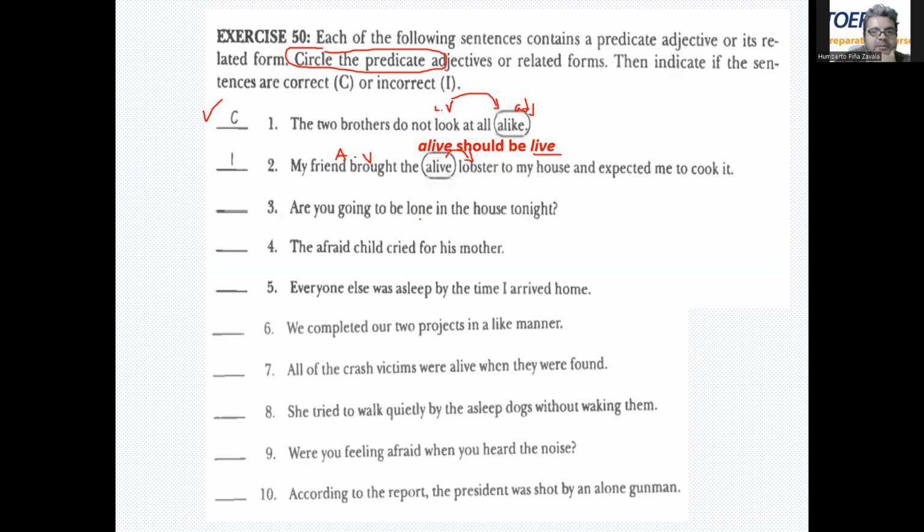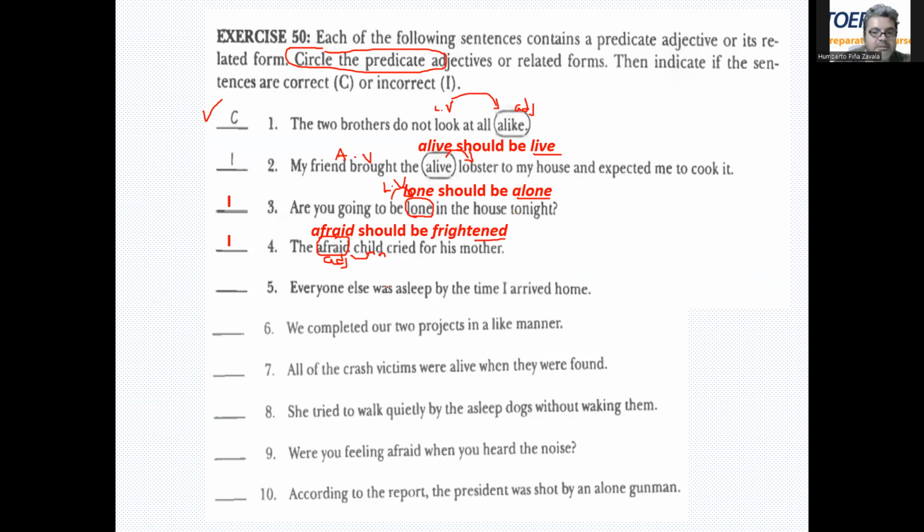So number 3, are you going to be alone in the house tonight? Right? Is this after the verb be, which is a linking verb? So this is incorrect. It should be alone. Are you going to be alone? The afraid child cried for his mother. Right? So this is the noun, and this is the adjective, but this should be after a linking verb. So it should be the frightened child.